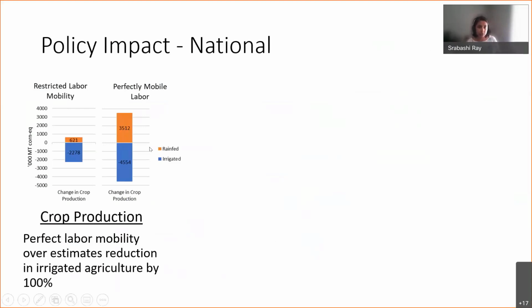If you compare the two blue bars, which represent irrigated agriculture, which is directly targeted by this policy, under perfectly elastic labor, the reduction in irrigated agriculture is overestimated by 100%. So if you compare 2278 and 4554.